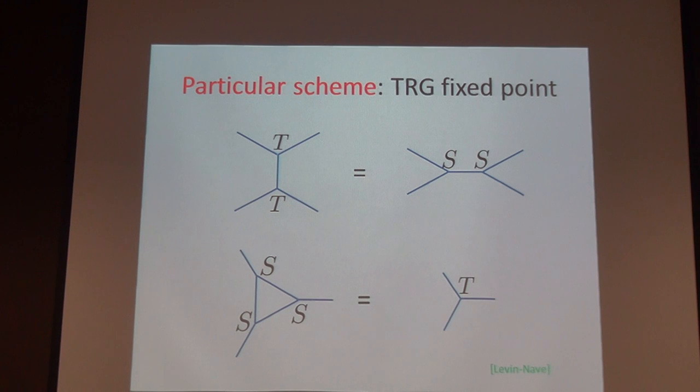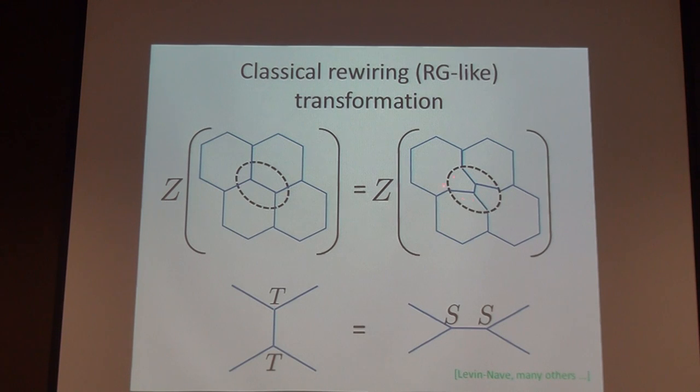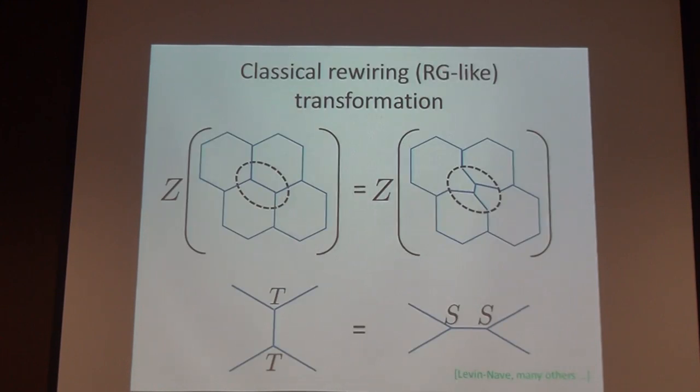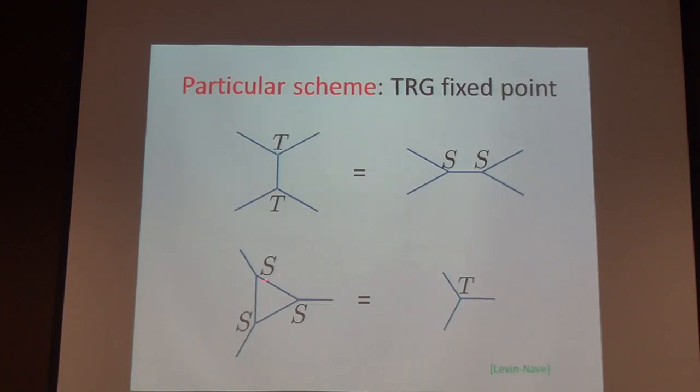The TRG fixed point is defined as follows. You take this first equation, where I switch the T and the T for an S and an S. I didn't draw a picture of this, but now you have to imagine doing this switch not only here, but also here and here. And so what happens is when you do this switch 3 times, you turn this original 6-sided figure here into this triangle, the hexagon into the triangle.